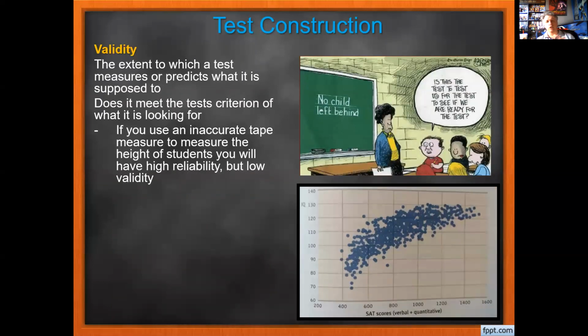Validity is, is the test measuring what it's supposed to measure? Does it meet the criteria for what I'm looking for? If I take a measuring tape and the measuring tape is inaccurate, it says 13 inches equal a foot, it's going to be pretty reliable because it's going to measure it wrong every time the same way. But is that a valid test?